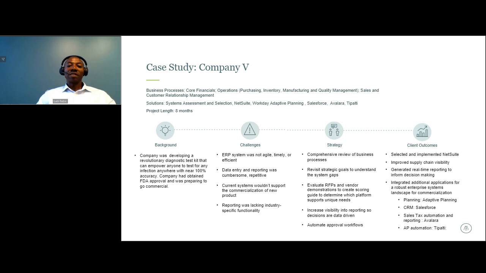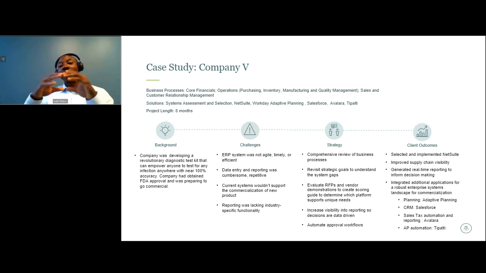And it wasn't just NetSuite that was implemented, as I indicated. The company integrated additional applications so that they could have a more robust enterprise system landscape for the commercialization. And that, as I mentioned, included adaptive planning for planning. For customer relationship management, they implemented Salesforce. For sales tax automation and reporting, they implemented Avalara. And for AP automation, they implemented Tipalti.